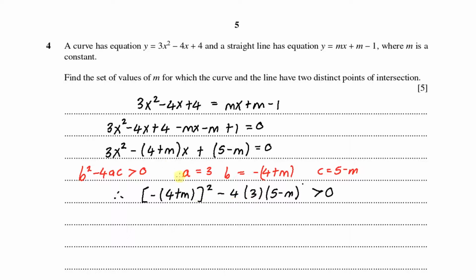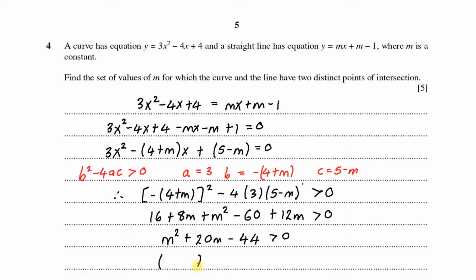So let's simplify this. Expanding 4 plus m squared, we get 16 plus 8m plus m squared. And here minus 4 times 3 is minus 12, and minus 12 times 5 is minus 60. Then minus 12 times minus m, that's plus 12m, and that's going to be greater than 0. And we can rearrange this to have m squared, then 8m plus 12m, that's going to be 20m, and 16 minus 60, we get minus 44, and that's going to be greater than 0.